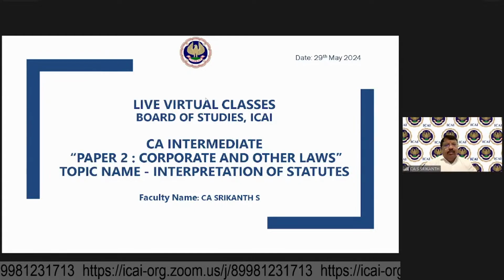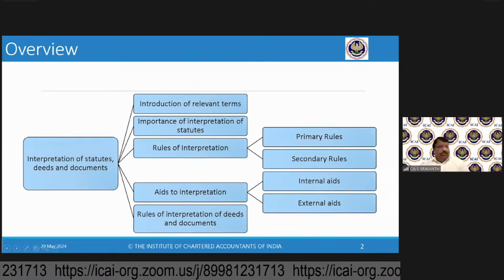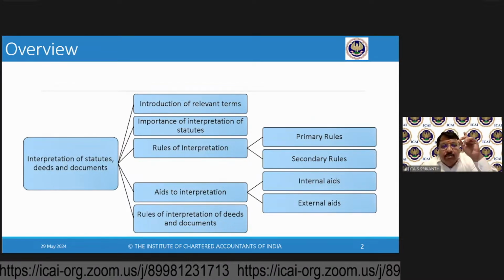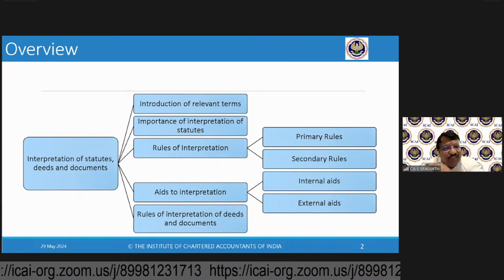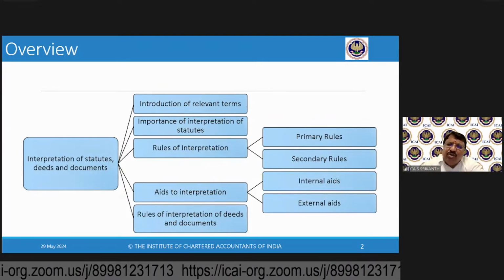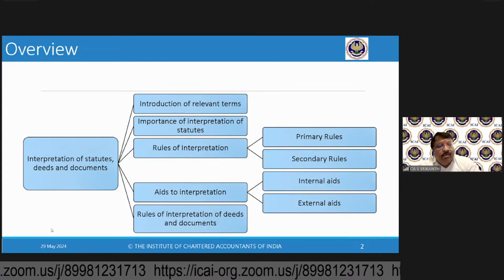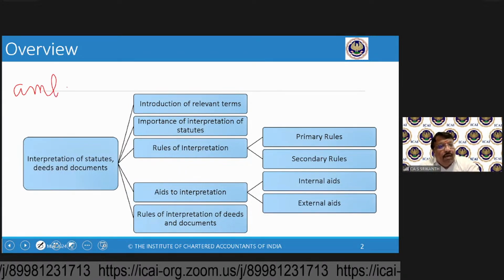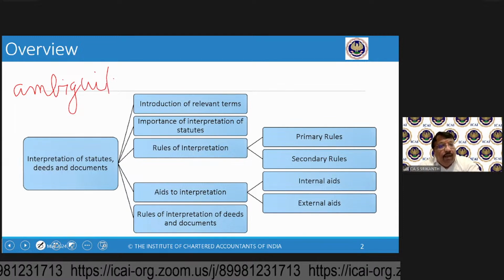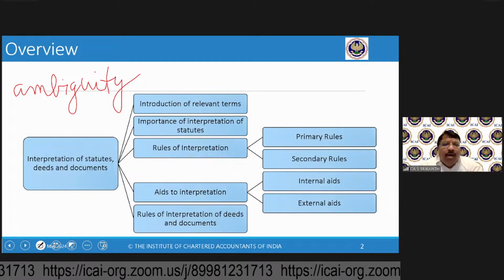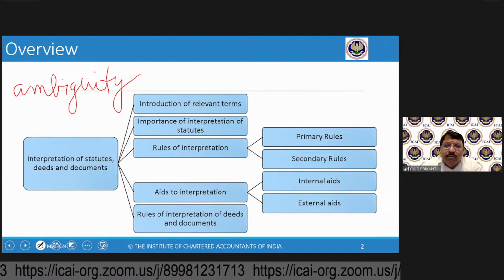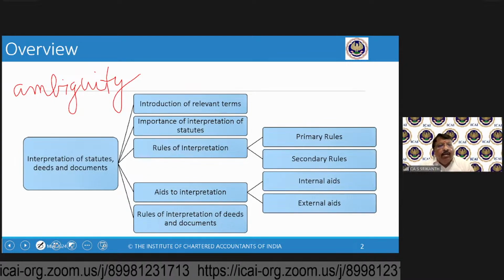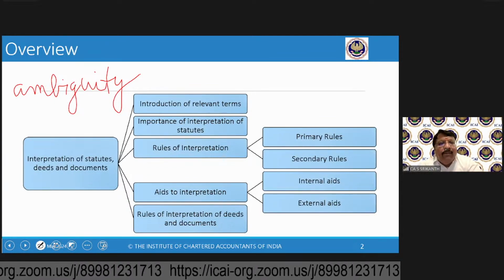See, law is made by human beings, not by God. God is infallible. God is perfect. Man is by definition imperfect. Therefore, words of a statute may have ambiguity. Not antiquity, ambiguity. Ambiguity means capable of more than one meaning. The same sentence you may understand in one way and I may understand in another way. It is quite possible that there is ambiguity.